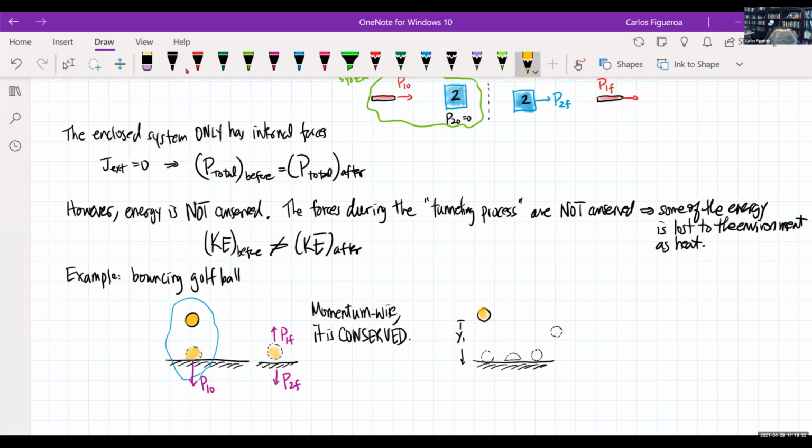When it gets right before the bottom, we know that it has some speed, v1 initial. And of course, v1 initial in this case is the same as that scenario right here. But then what happens here is that the ground is doing work on the ball. And what does it do? It compresses the ball. And during this process, there's heating up of the ball because of the compression.